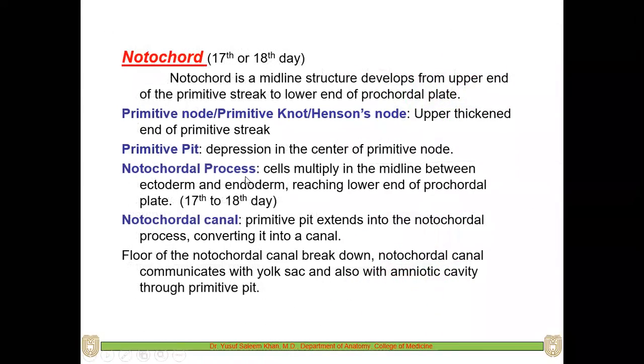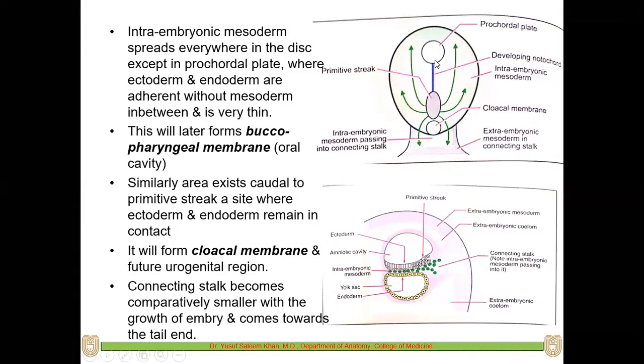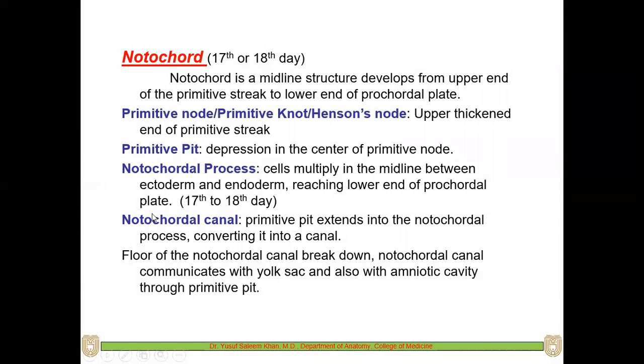Then the notochordal process. Cells multiply in the midline between the ectoderm and the endoderm, reaching the lower end of the procaudal plate on the 17th and 18th day. This is called the notochordal process, as we saw before. Here, this is the notochordal process. Then the notochordal canal: the primitive pit extends into the notochordal process, converting it into a canal.